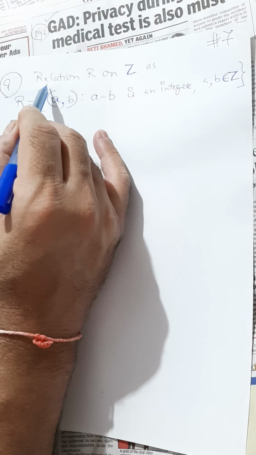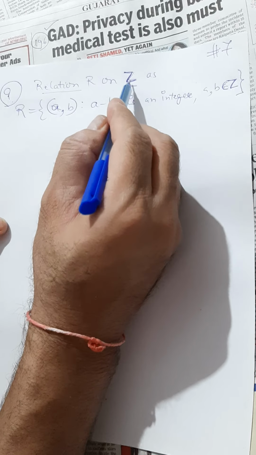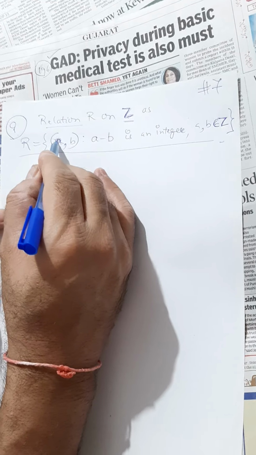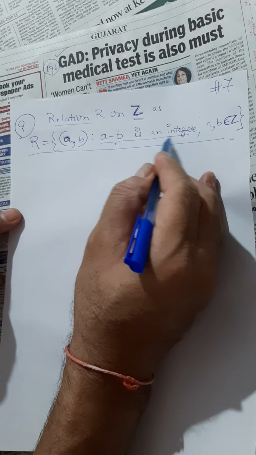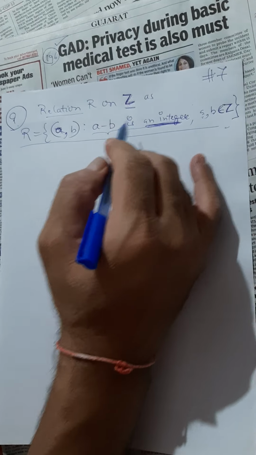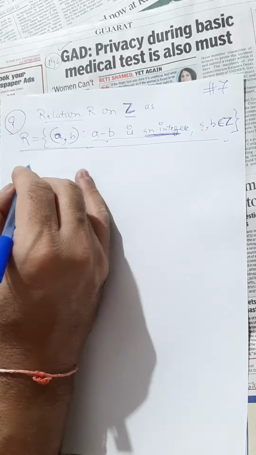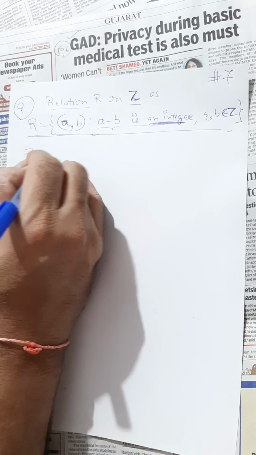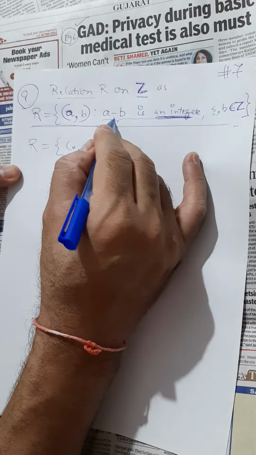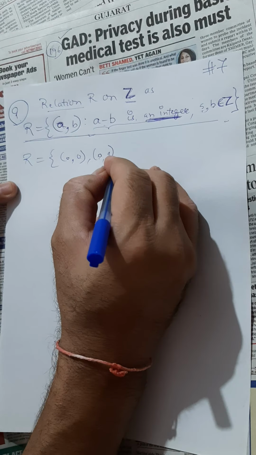So next, 9th question, a relation R on Z, which is the set of all integers, an infinite set. What's the definition of the relation here? A comma B, where A minus B should be an integer. The difference should be an integer, and obviously A and B both will be from Z. So here it's difficult to list all the ordered pairs, but just for your information, R would have such members like 0, 0, because 0 minus 0 is an integer, then you may have 0, 1 because 0 minus 1 is also an integer.